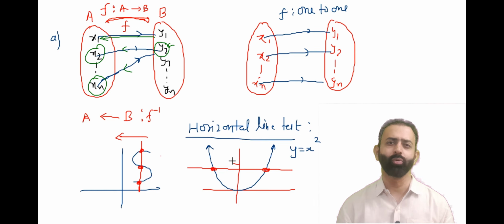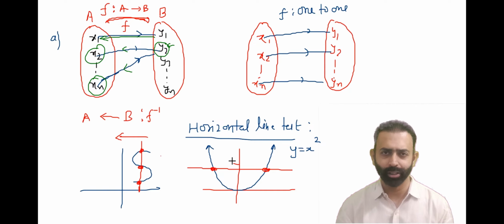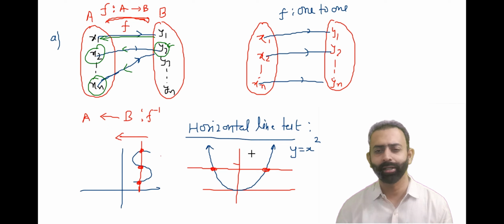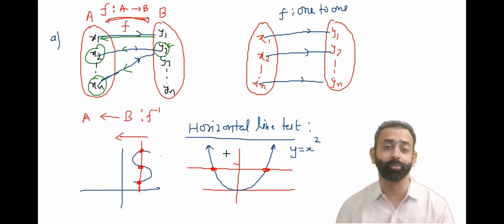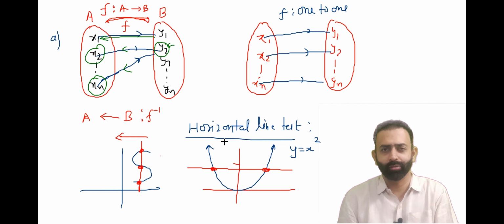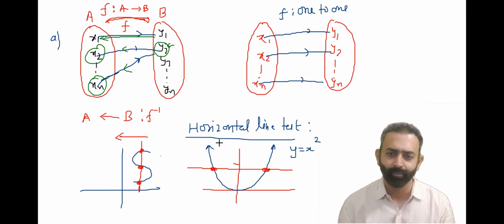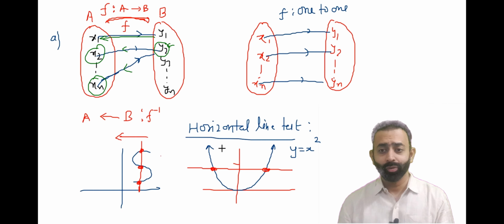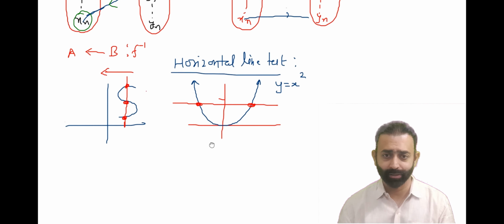Now for any particular function, if we need to find out whether its inverse exists or not, meaning whether a function is one to one or not, one method is to sketch the graph and perform the horizontal line test. So the horizontal line test is basically used to check whether the inverse exists, or to prove whether a function is one to one. So for y is equal to x squared, its inverse does not exist.